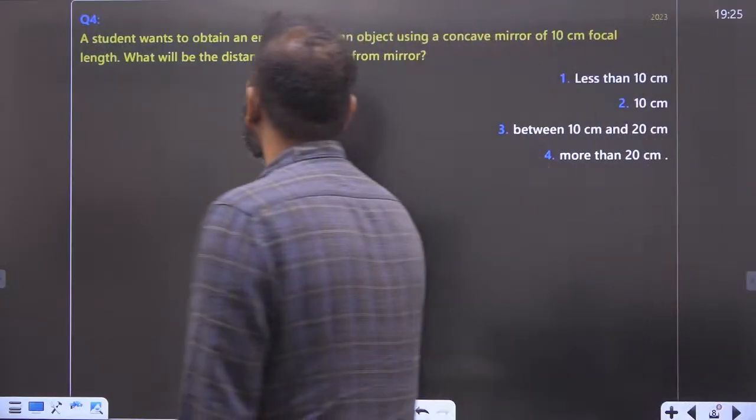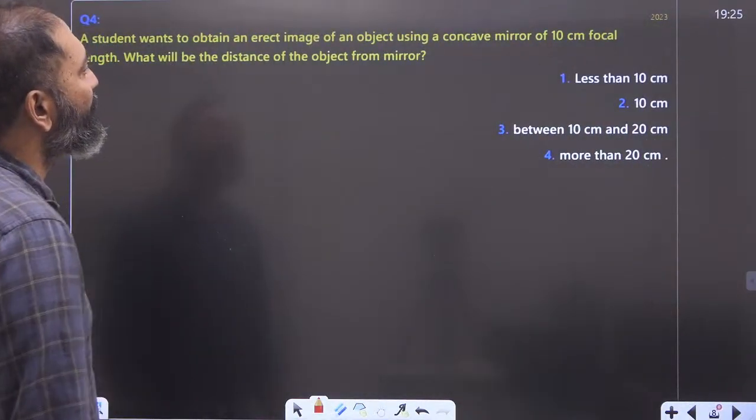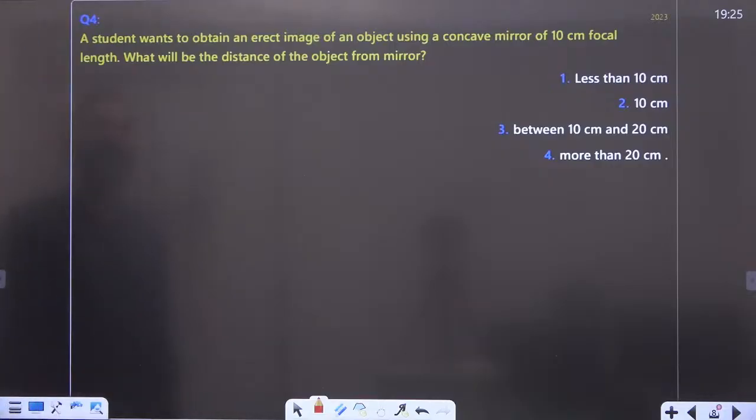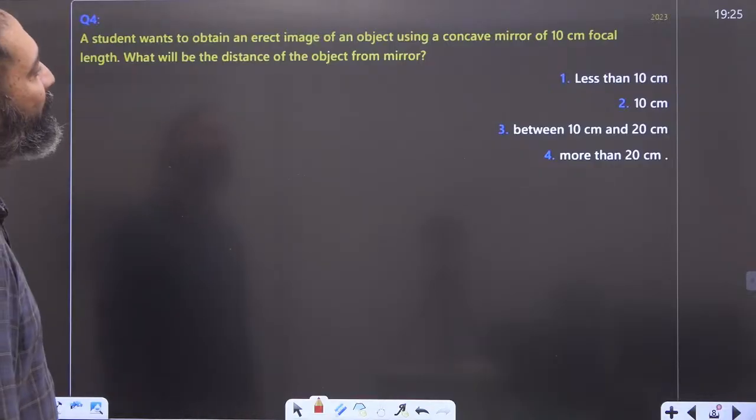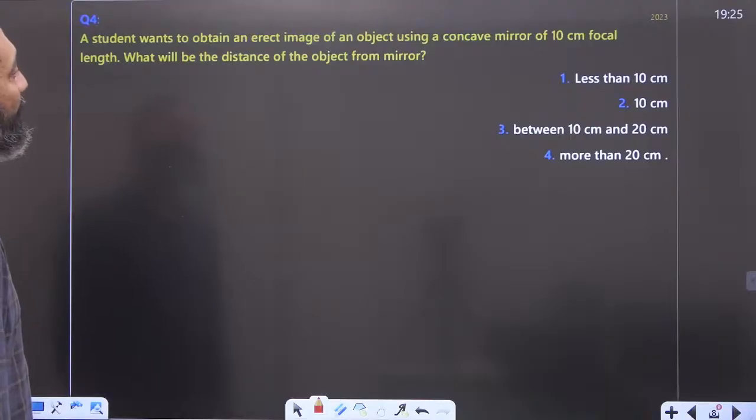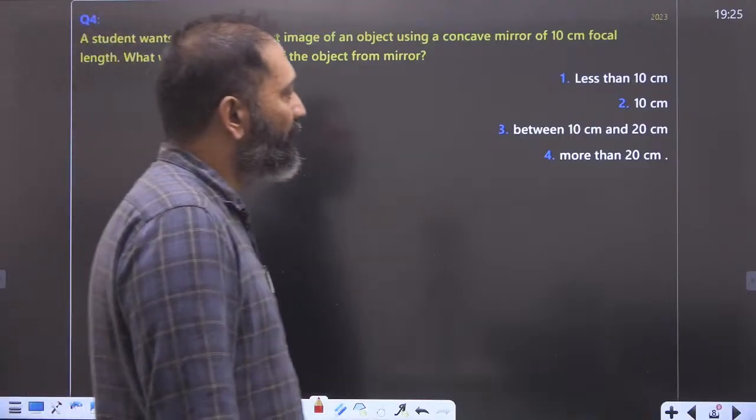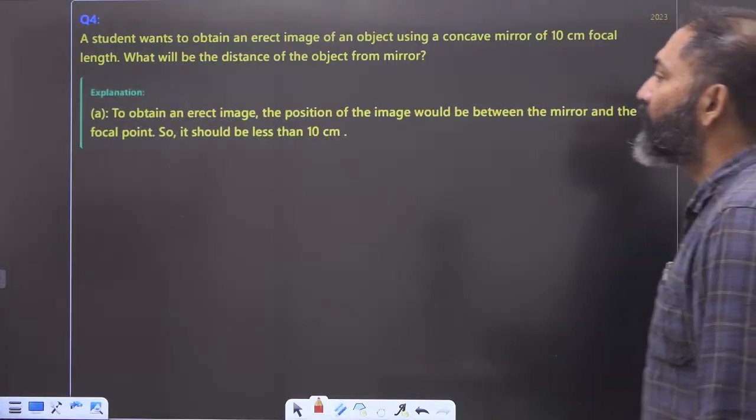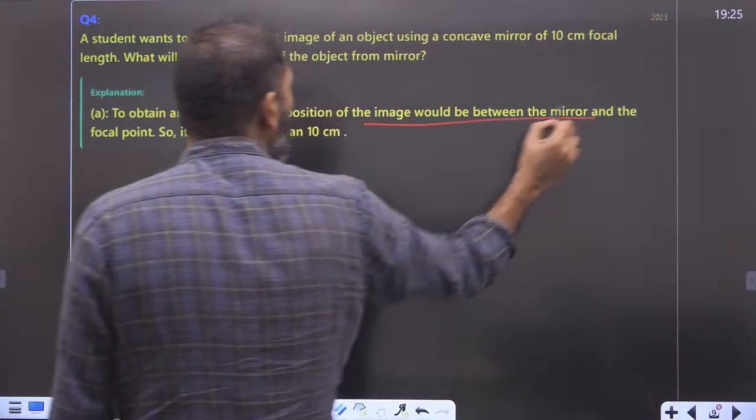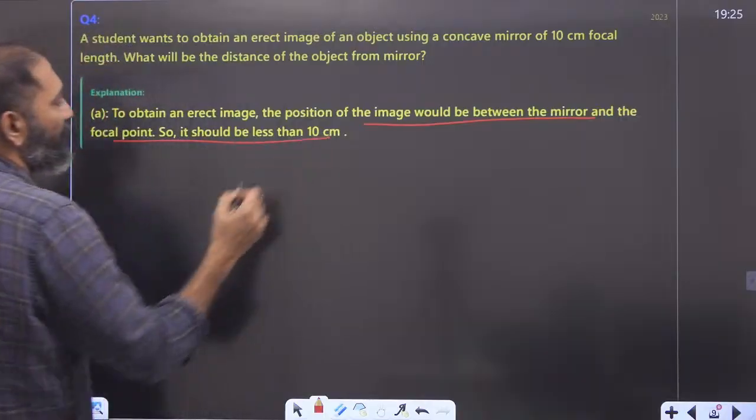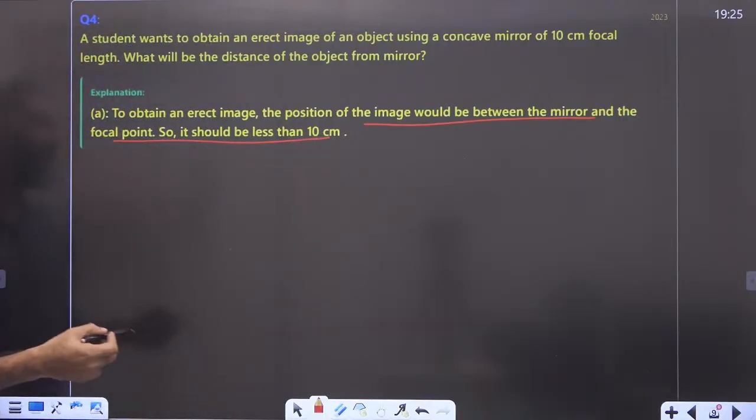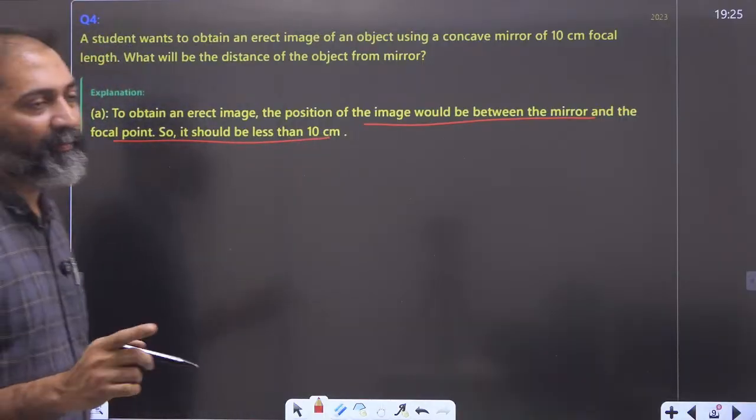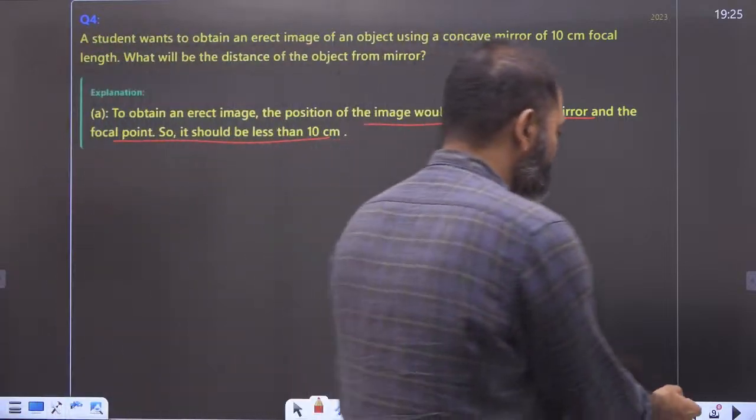A student wants to obtain an erect image of an object using a concave mirror of 10 cm focal length. What will be the distance of the object from the mirror? Erect image, okay, the student wants an erect image. To obtain an erect image, the object will be between the mirror's pole and the principal focus.